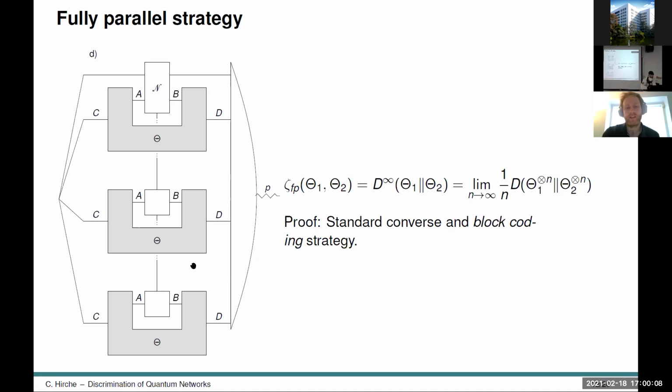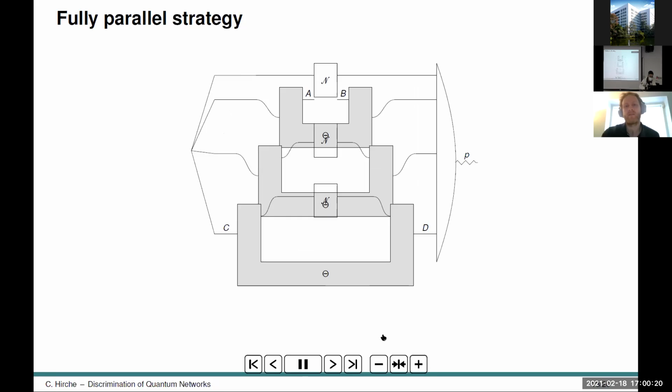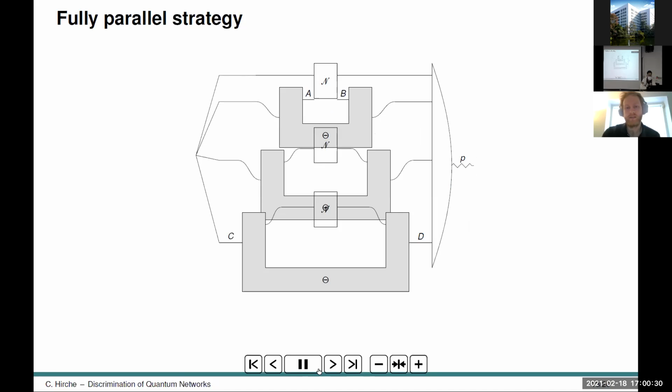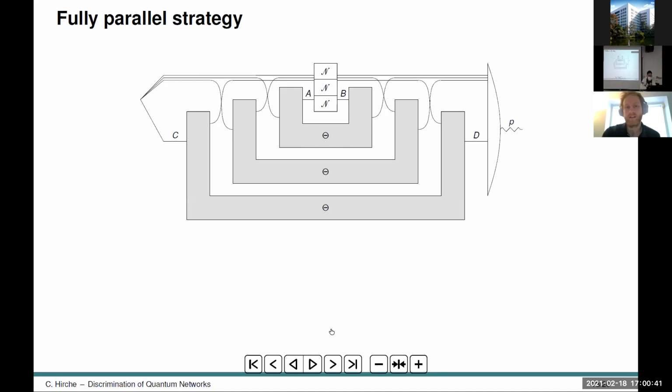And to look at that, let's have a closer look at these fully parallel strategies. And I hope now this animation is going to work. Yes. So we reorder these strategies and just bring them in a different form. Let's maybe look at this again, just briefly. So we start with the fully parallel strategy, and I'm not changing anything here about the structure of the problem. I'm just reordering the problem.